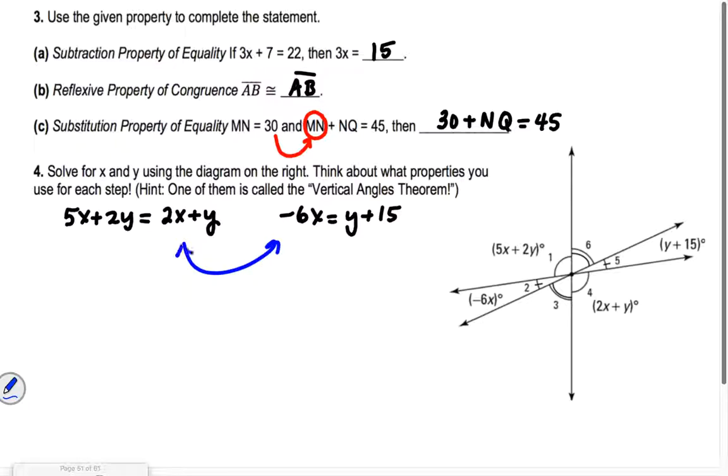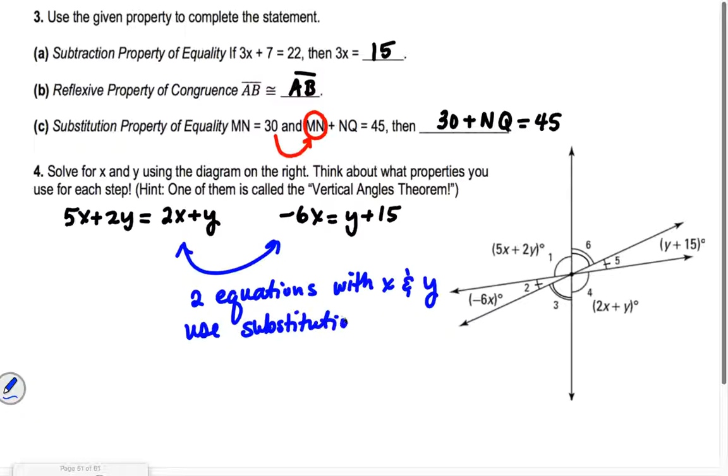So we have two equations with x and y. So we're going to use substitution or elimination. Some of you like elimination better. In this case, I'm just going to do substitution because look here. Do you see how this y is really easy to get by itself? If I subtract this 15 over, I get negative 6x minus 15 is equal to y. Couldn't I just substitute in for these y's with x's? That's what I'm going to do.